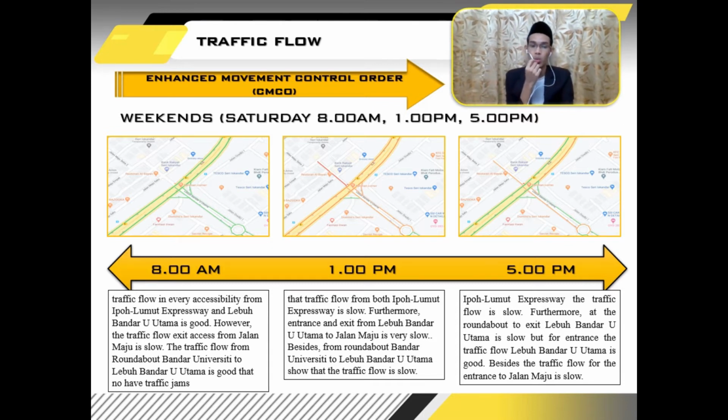But when we move to 1 p.m., you can see the Google traffic is fully orange. What does this mean? This means the traffic flow on the Ipoh Lumut Expressway is slow. Furthermore, the entrance and exit from Leboh Bandar Utama to Jalan Maju is very slow, which we can see from the mixed orange and red color. Besides, from the roundabout Bandar Utama to Leboh Bandar Utama, the traffic flow is slow.